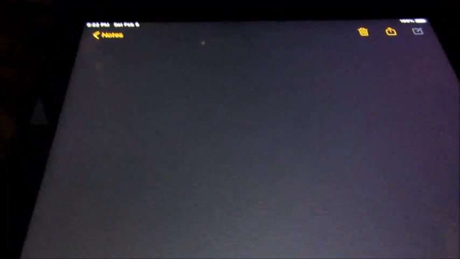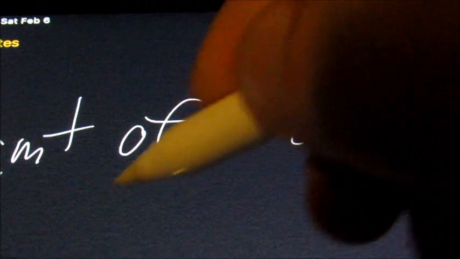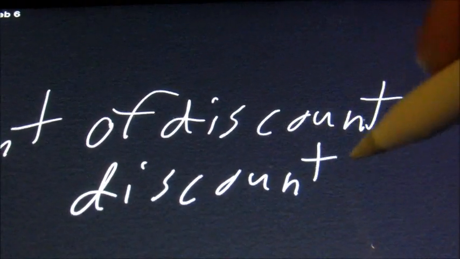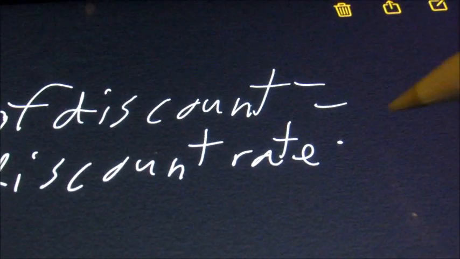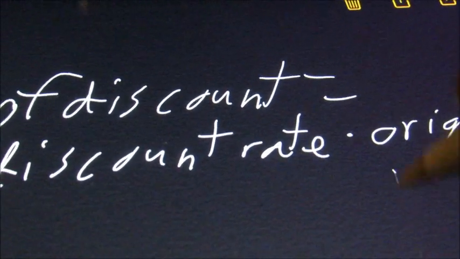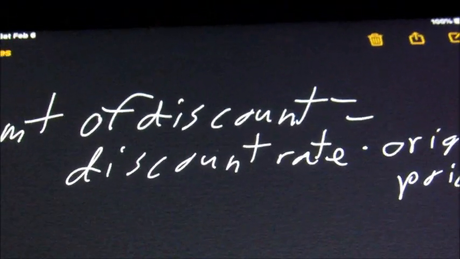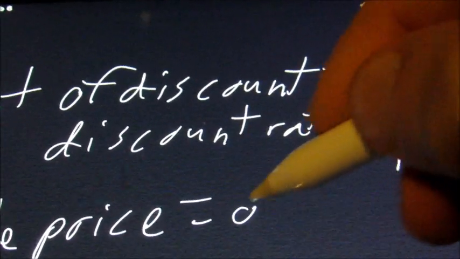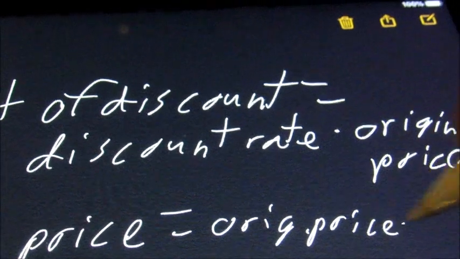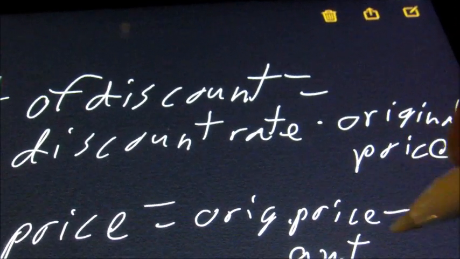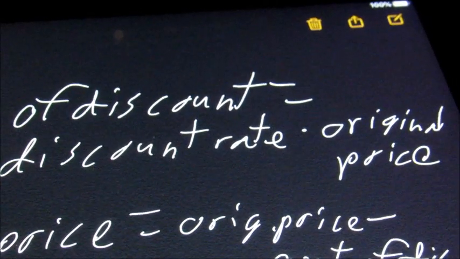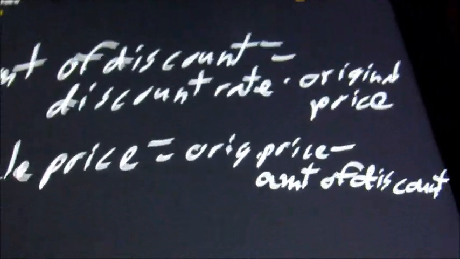Okay, so the next type of thing is going to be a discount. And here, the amount of discount equals the discount rate times original price, and then the sale price equals original price minus the amount of discount. So on this one, we're going to subtract.